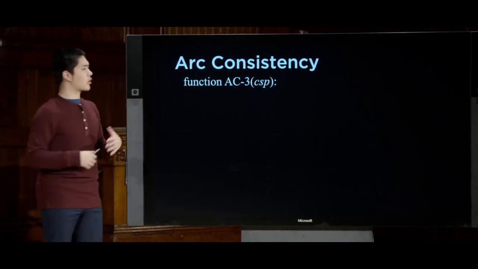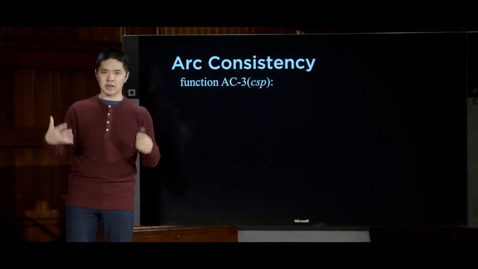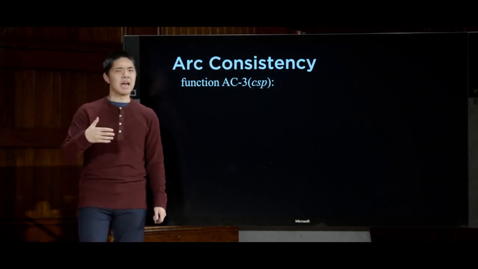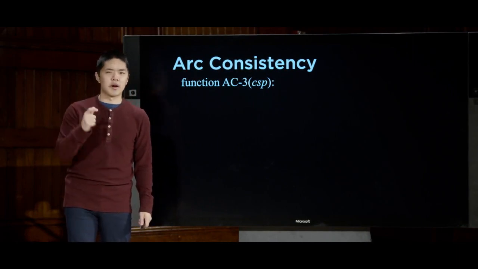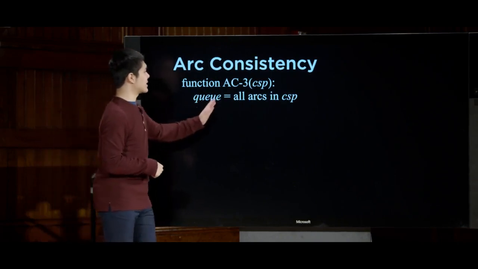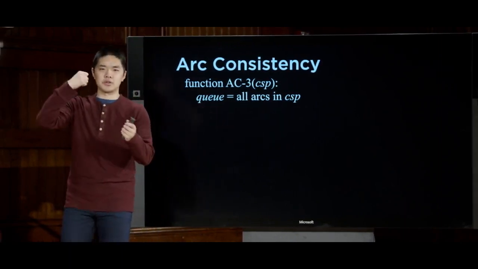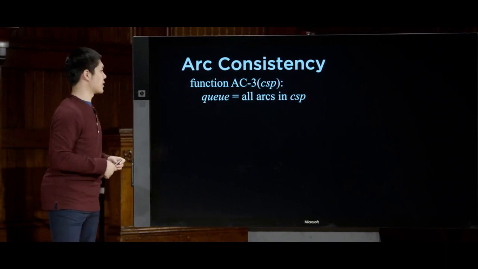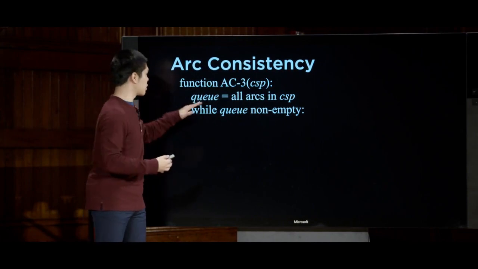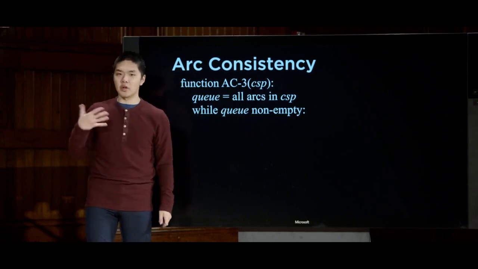How does it do that? Well, it's going to basically maintain a queue, or just a line, of all of the arcs that it needs to make consistent. Over time, we might remove things from that queue as we deal with arc consistency, and we might need to add things to that queue if there are more things we need to make arc consistent. So we'll start with a queue that contains all of the arcs in the constraint satisfaction problem, all of the edges that connect two nodes that have some sort of binary constraint between them. Now, as long as the queue is non-empty, there is work to be done. The queue is all of the things that we need to make arc consistent.